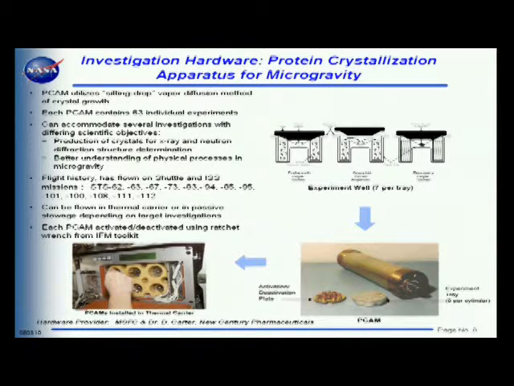And that is, the hardware provider for this particular piece of hardware is Dr. Daniel Carter of New Century Pharmaceuticals and also the Marshall Space Flight Center.